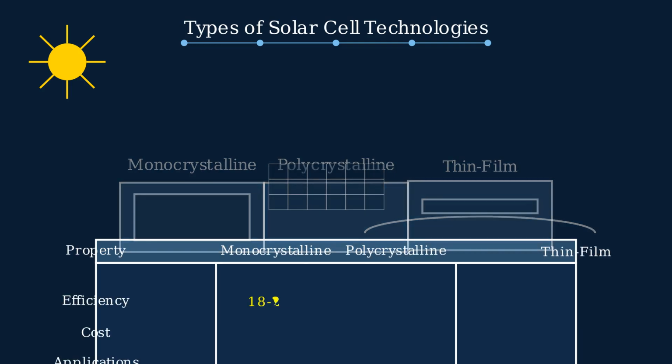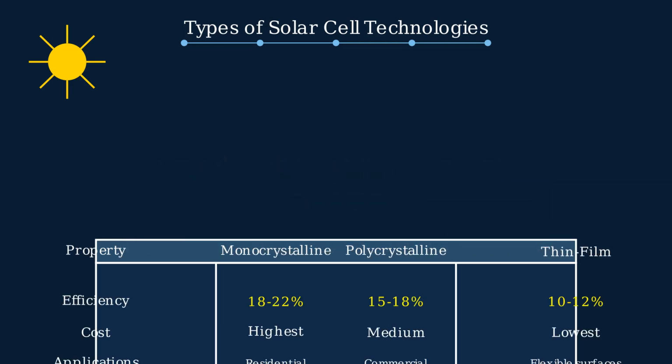Let's compare these three technologies based on their key properties. Monocrystalline cells offer the highest efficiency, making them ideal for limited space applications where maximum power output is needed. Polycrystalline cells provide a good balance of cost and performance, making them popular for both residential and commercial installations. Thin-film technology excels in applications where flexibility is required, such as curved surfaces or portable solar chargers.